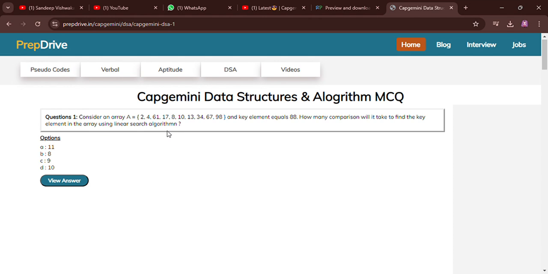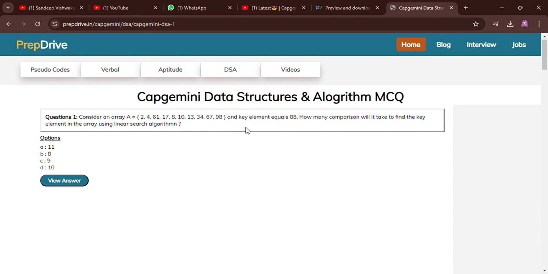Before solving the question, we have to learn about searching algorithms. We have only two searching algorithms: first is linear search and second is binary search. In this question we have to apply linear search. In linear search we just search in a linear manner. Suppose we have to search for 2, then we go through the first element, which is 2, so we can say that our key is found.